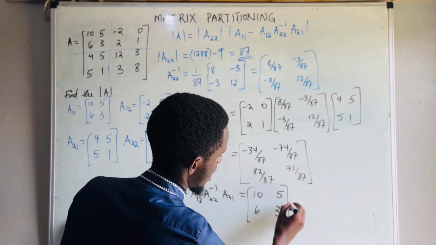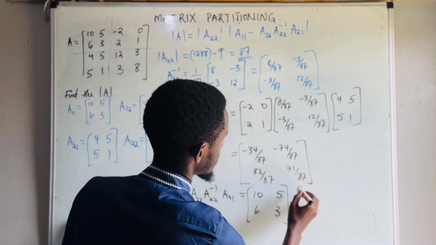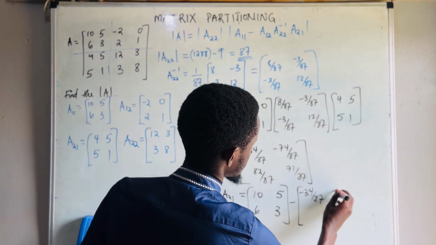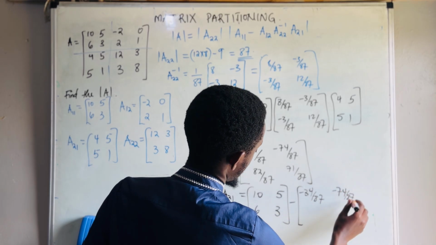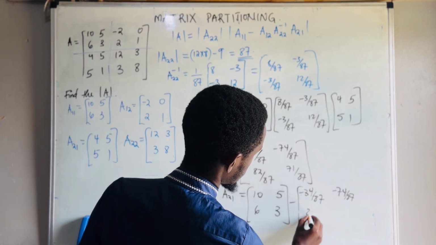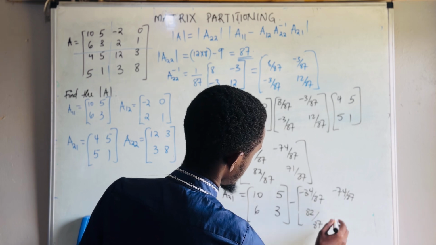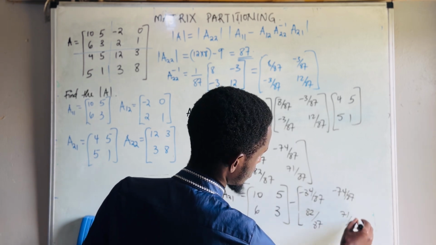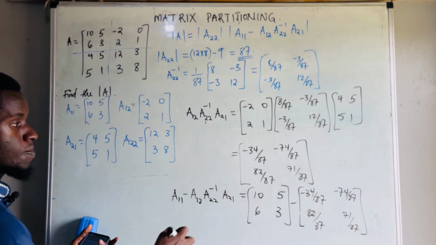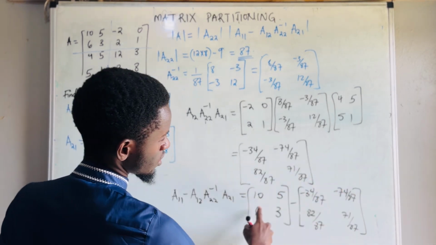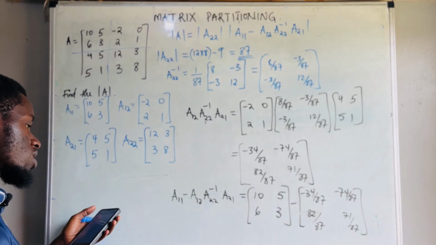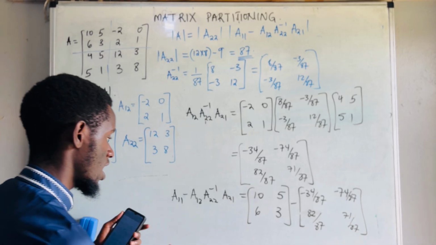Yes, here. Now minus the answer we have, which is this one, minus negative 34 over 87, negative 74 over 87, and then 82 over 87, and then 71 over 87, like this. Now we subtract the entries. 10 minus this, 5 minus this, 6 minus this, and 3 minus this. Now what do we get from there? After subtracting, we shall get some matrix as the answer here.